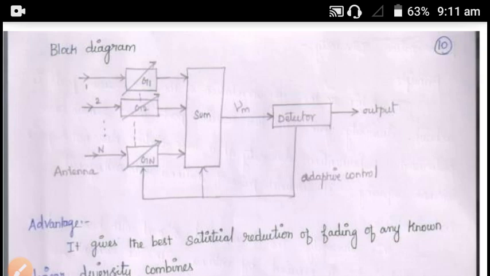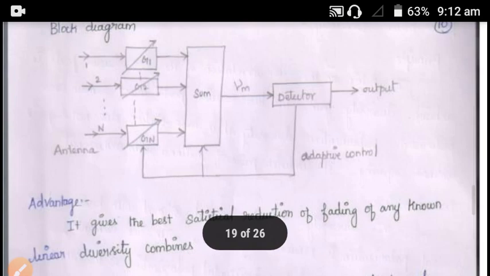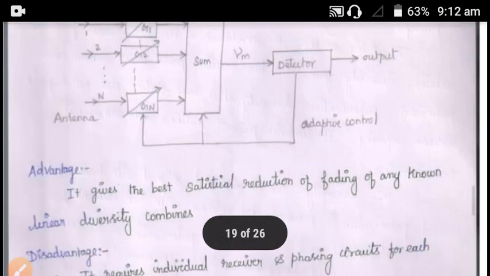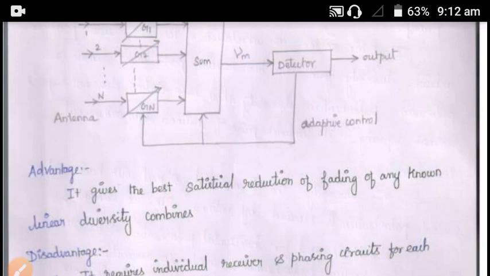So the maximal ratio combining produces an output SNR which is equal to the sum of the individual signal to noise ratios. So what about the advantages here? It gives the best statistical reduction of fading of any known linear diversity combiner. So here it will provide the reduction of the fading.